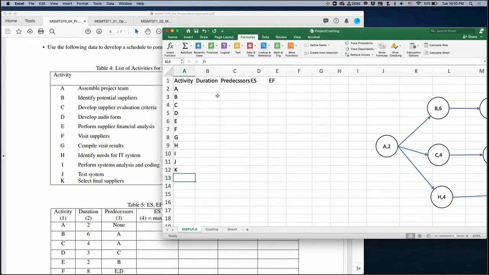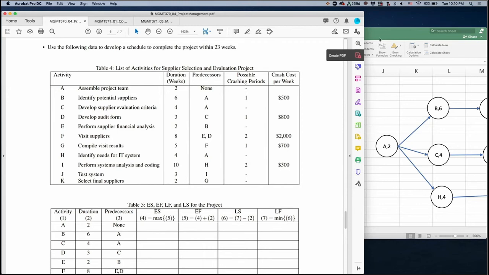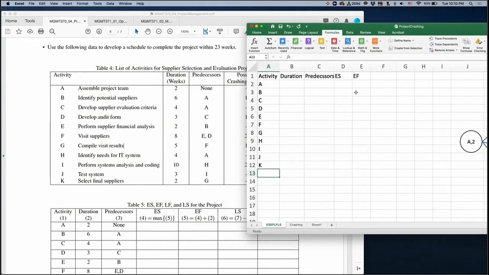And we have A, A, C, A, C, B, E, D. It means if you have to start F, you have to complete E and D. So that is the predecessor. F, A, H, I, G. So first of all, activity A has no predecessor, which means you can start right now, at 0.